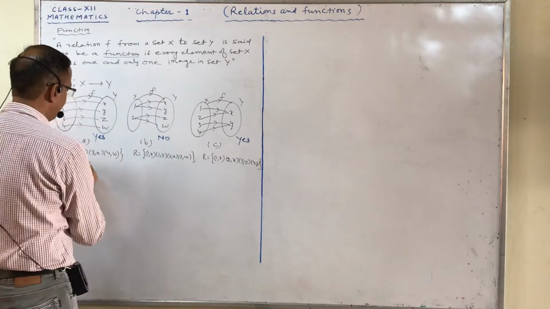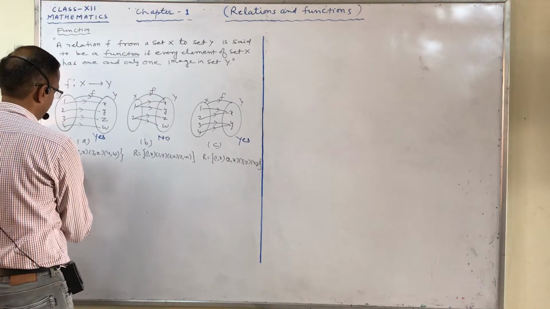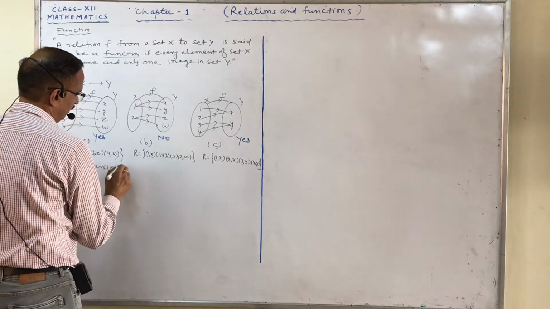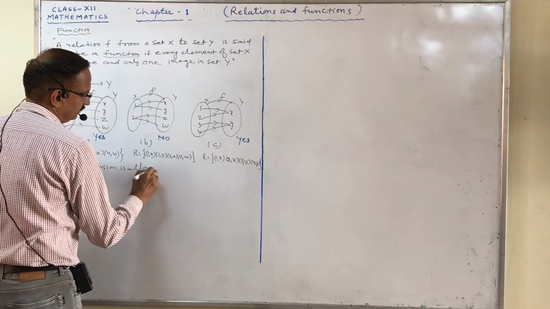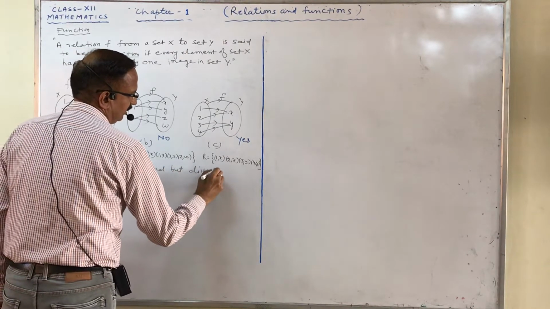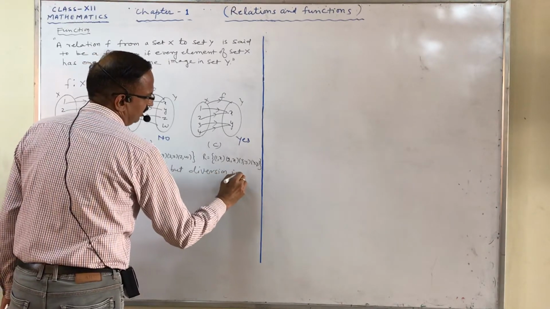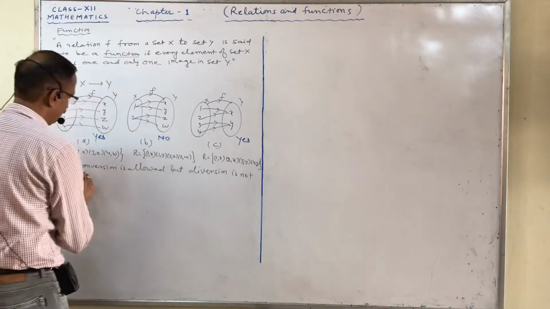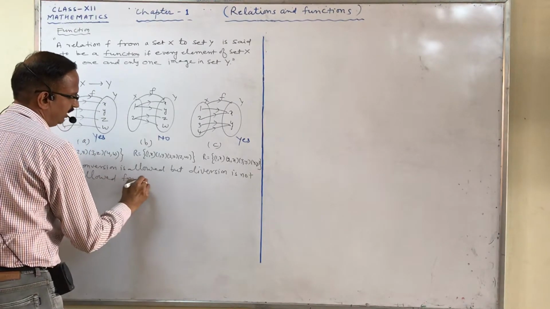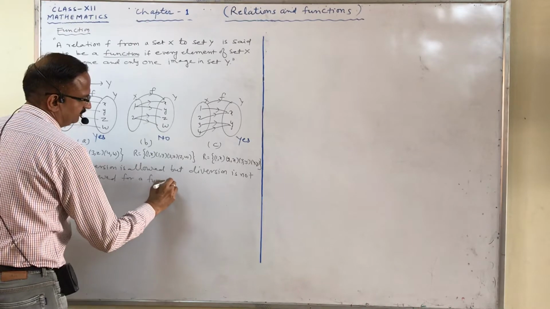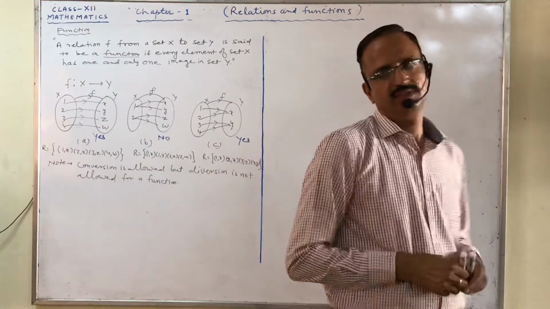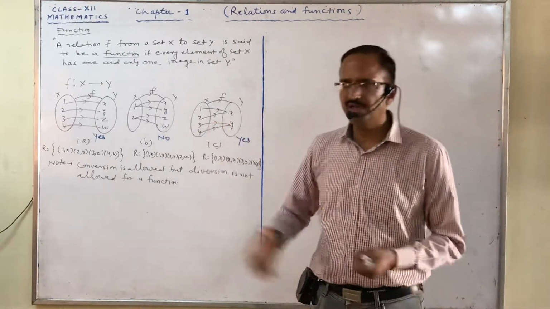So we can say that convergence is allowed, but divergence is not allowed for a function. If there is a divergence, it means the relation is not a function.